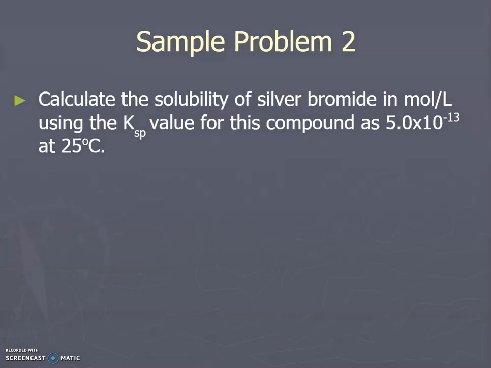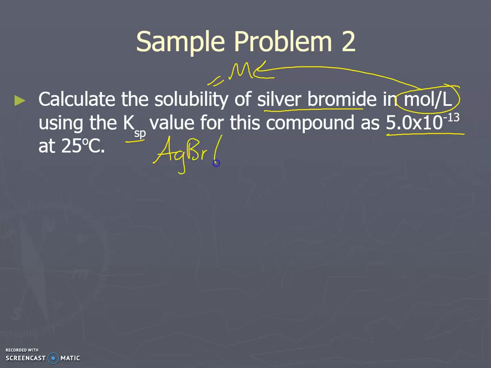All right. So calculate the solubility, which is the same thing as molarity, of silver bromide in moles per liter, if the Ksp value is 5.0 times 10 to the negative 13th at room temperature. All right, silver bromide, that's AgBr, making Ag plus aqueous plus Br minus aqueous.